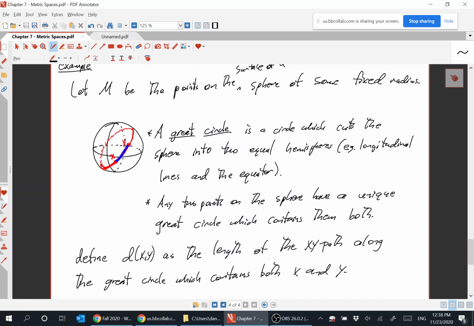And the cool thing about great circles is that any 2 points on the sphere have a unique great circle which contains both of them. A unique great circle, not exactly, except if they're antipodal points. Any 2 non-antipodal points. You know what I mean by antipodal? On the exact opposite side from each other? Yeah, the ends of a diameter. Any 2 non-antipodal points.